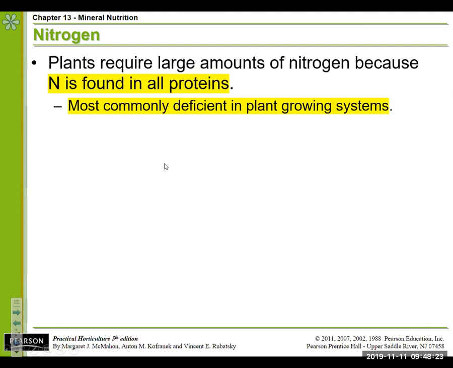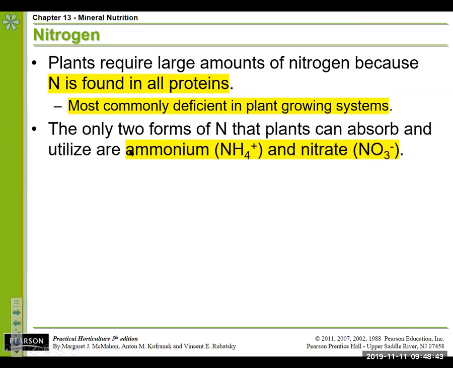Nitrogen is one of the most mobile nutrients, and it is required in such large amounts in plants because it is found in all the proteins. And it is the most commonly deficient in plant growing systems and cropping because it is so mobile. It moves in the soil as well as moving in the plant. And there are only two forms of nitrogen that plants can actually absorb and utilize. That's ammonium, NH4, as a cation with a positive charge, and nitrate, NO3, as an anion, a negative charge.